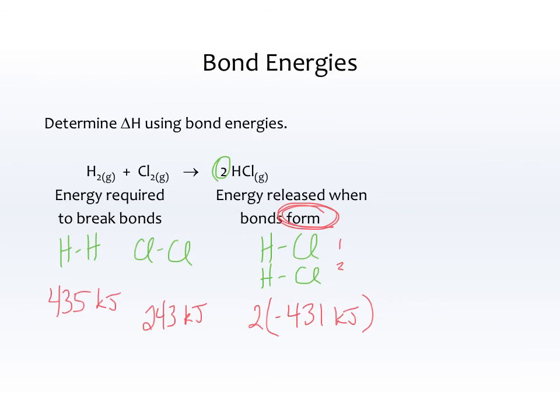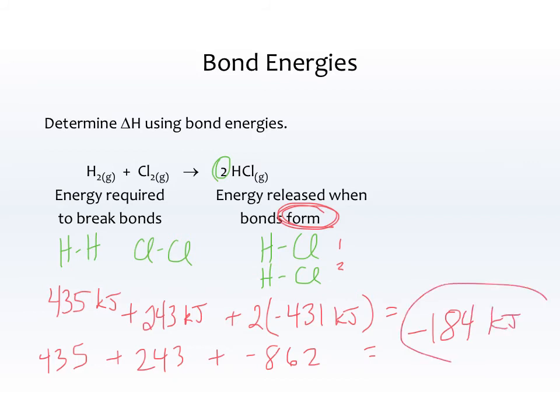Once you've figured out your numbers, then just add them all together. 2 times negative 431 is negative 862, plus 243, plus 435. Get out your handy-dandy calculator. Hopefully you end up with negative 184 kilojoules.